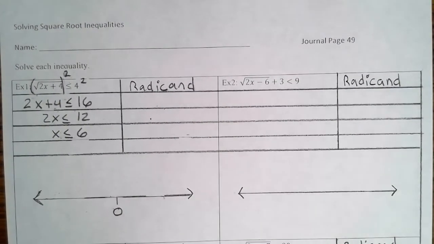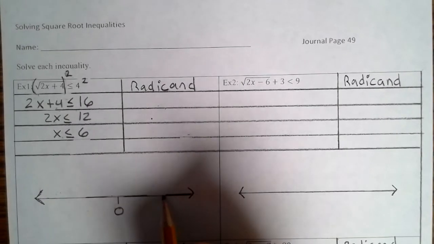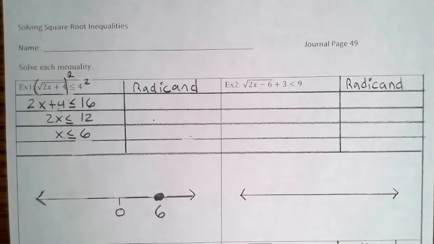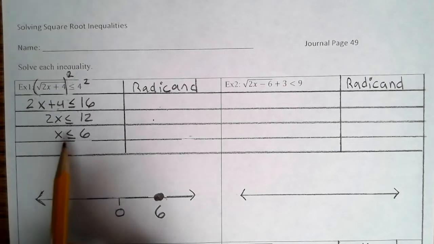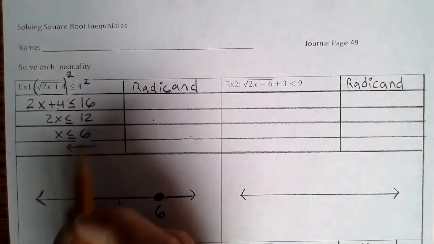Now, we know that positive 6 is to the right of 0, and it's a closed circle because there's a line underneath. Now, we think of the inequality as an arrow. As long as the x is on the left side, we can see that it's like an arrow pointing to the left, so we shade to the left.